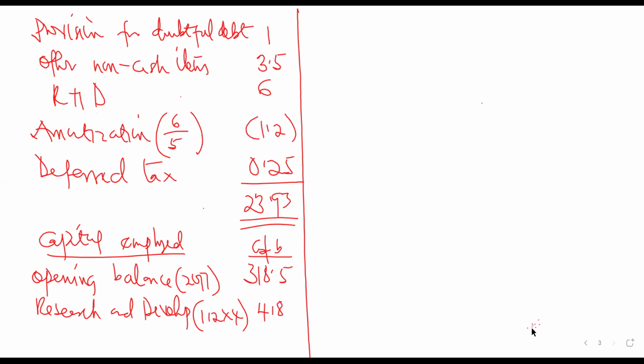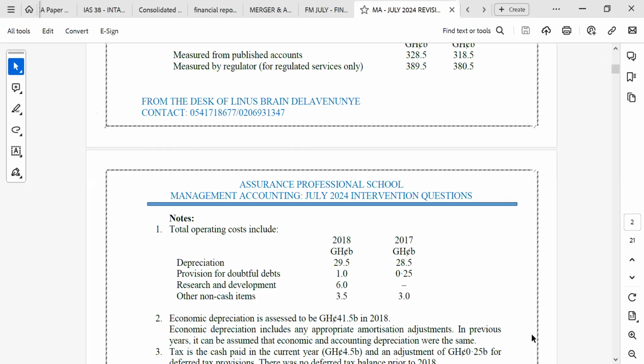Please, other non-cash items, unless they have defined that for you. If it is defined for you, then you can adjust it. But if it is not defined, then you can leave it. The other non-cash items will actually be taken away from our capital employed, the 2017 figure, this 3 million. But if they have defined what the components of other non-cash items are, then you can adjust it. If it is not defined, you can move on, because they have given you the provision for doubtful debt and other items already. Those are the ones that we'll be using to adjust. So since the definition is not given for the other non-cash items, we can ignore it and move on to our provision for doubtful debts.